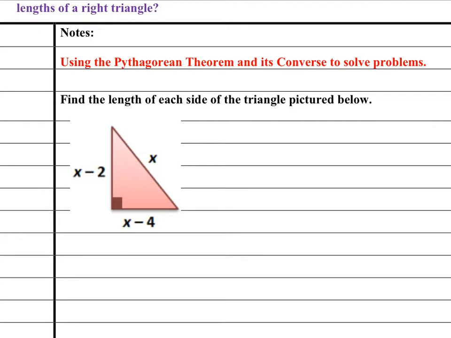The side across from the right angle is called the hypotenuse, and it is the c in a squared plus b squared equals c squared. It's the longest side. Write out the Pythagorean theorem.